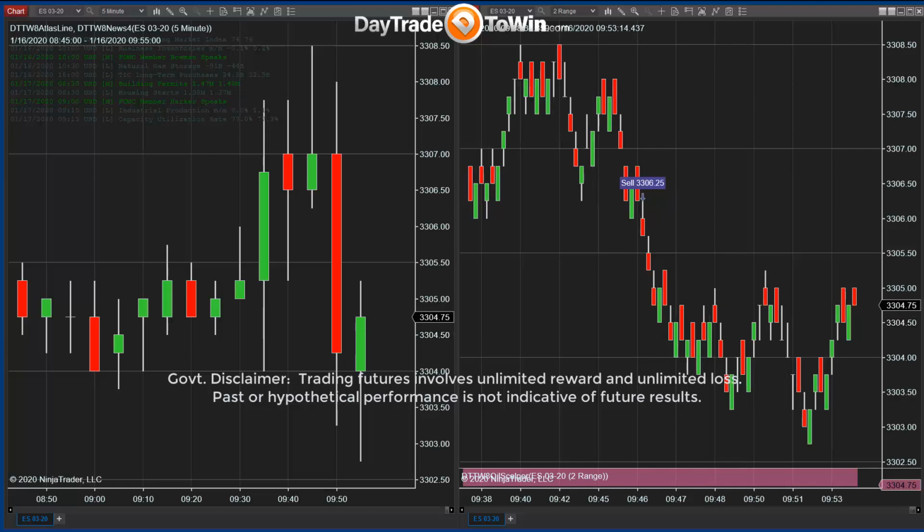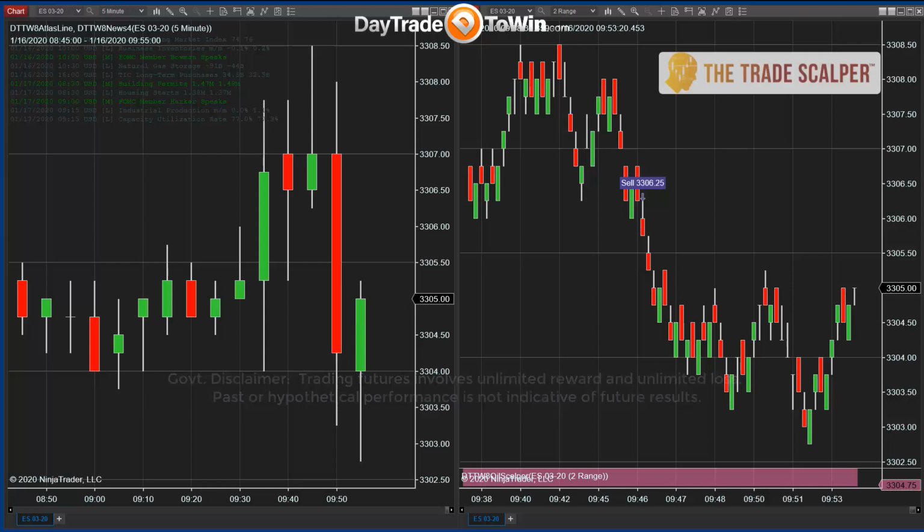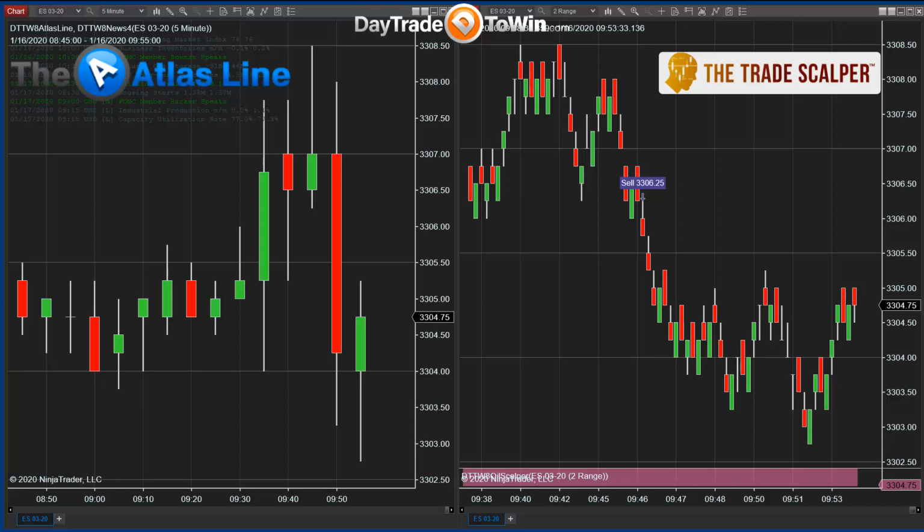We're doing a split screen here with, on the right side, the Trade Scalper and the signals as the day begins. They just began. It's actually the best part of the day to trade within the first few hours of the day. And on the left side, we have the Atlas line, which has not yet produced a signal.